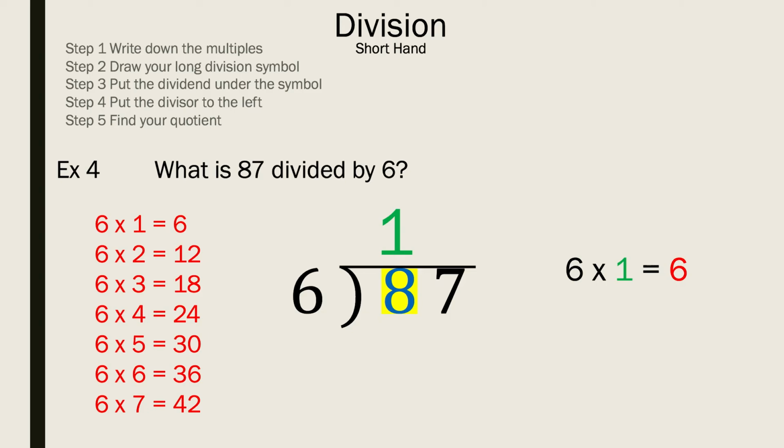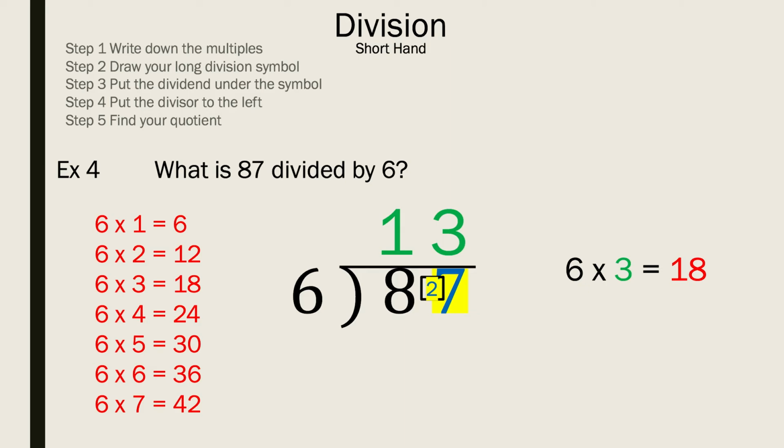So 6 times 1 is 6. 8 minus 6 is 2. So 2 is your remainder of the first part. So we're going to put the 2 next to the 7. And now we're going to look at 27. So now we need to take a look at your multiples on the left side. Which one's closest that is not over 27? 24.